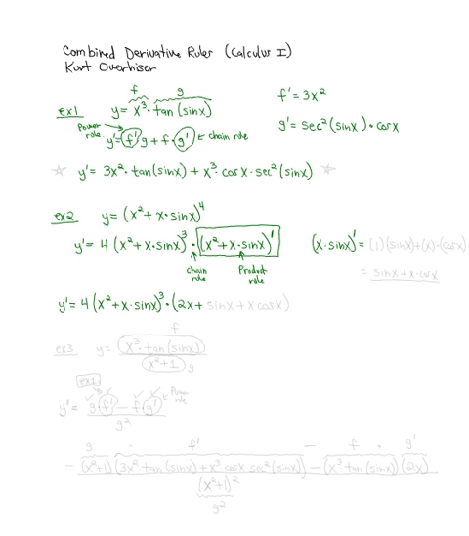And the derivative of this, we have to use the product rule. So we take the derivative of x, which is 1, times the sine of x, plus x times the derivative of sine, which is cosine of x. So that boils down to just the sine of x plus x cosine of x.